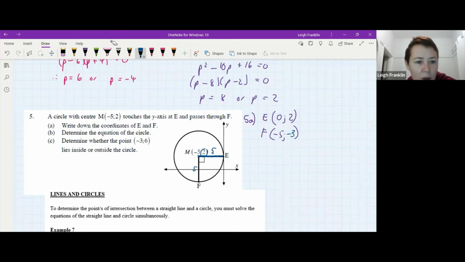I'm happy with that. All right, part B now. Determine the equation of the circle. Okay, well, you guys know how to do that. That's really easy. So in this case, we would do, so someone tell me what to write.